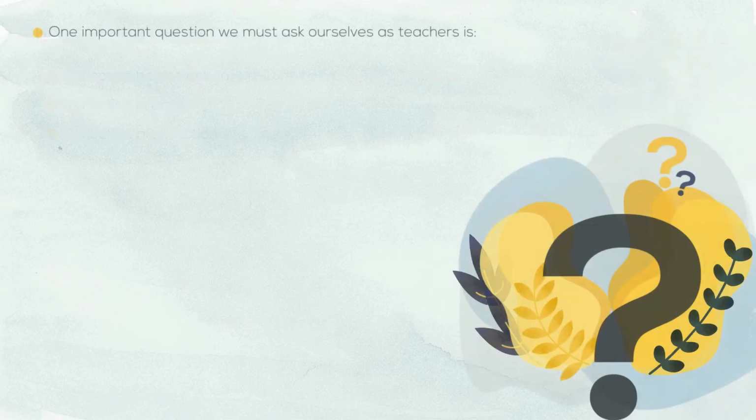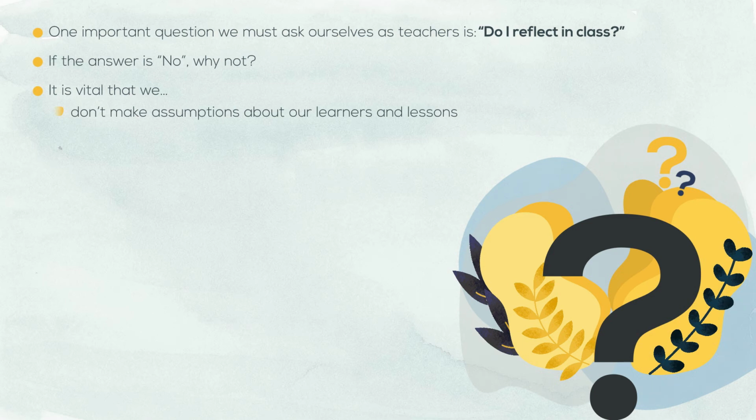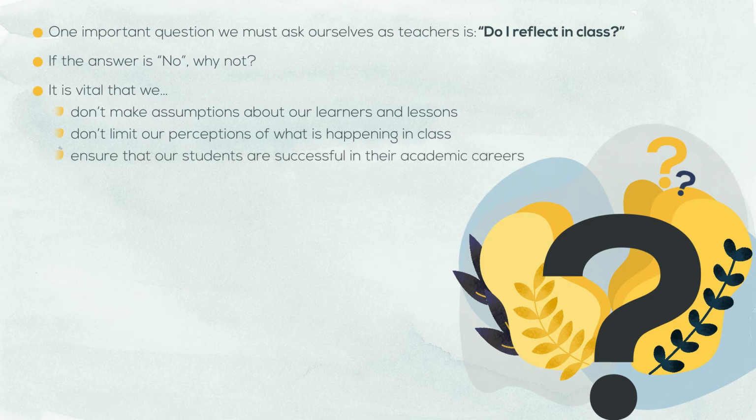One important question we must ask ourselves as teachers is, do I reflect in class? If the answer is no, then we need to stop for a moment and ask ourselves, why not? It is vital that we don't make assumptions about our learners and lessons, that we don't limit our perceptions of what is happening in class to ensure that our students are successful in their academic careers. And so, having said this, when was the last time you actually thought about a lesson you taught?